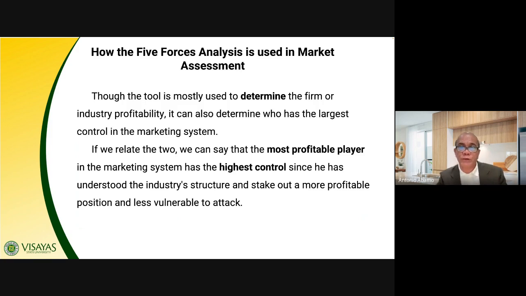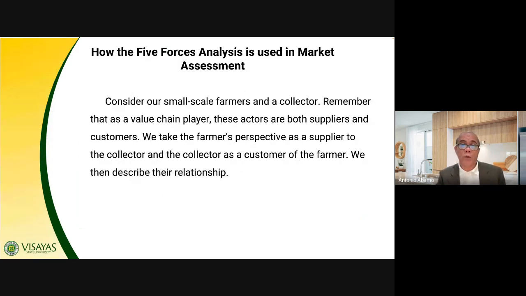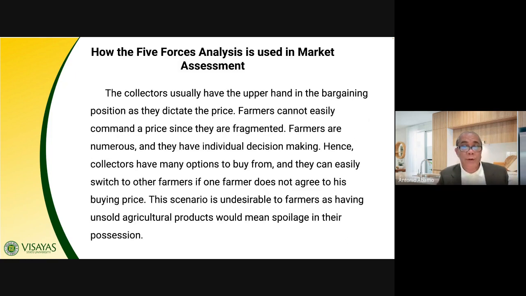The tool is mostly used to determine the firm or industry profitability for the five forces model. If we relate the two, we can say that the most profitable player in the market system has high control, if we integrate our efforts. Now, consider small-scale farmers and collectors. Remember that as value chain players, these actors are both suppliers and customers, because you supply, that is your customer, and you buy input, that is also your customer. You at the buying end, and you at the supplying end. So that is a very close relationship.